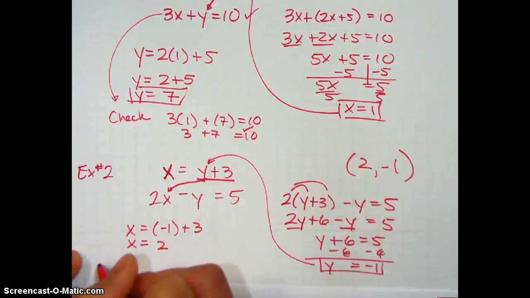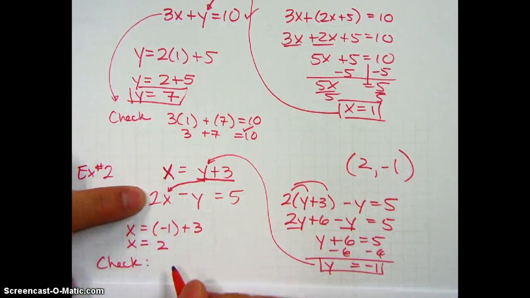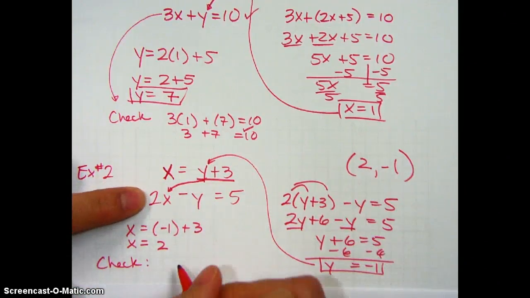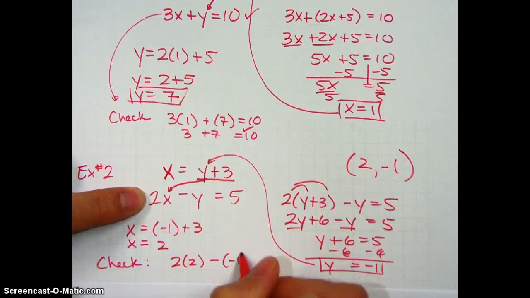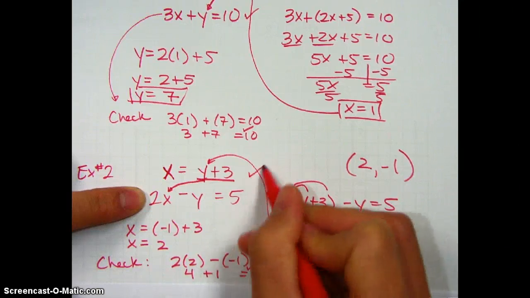Alright, and then here's how I'm going to check. I've got to make sure that that's correct. So I'm going to go back to this original one, the second one that I didn't really do too much with. And I'm going to substitute those values and see if it works. And so let's see, 2 times 2 is 4, negative 1 is positive, and sure enough, 4 plus 1 does give me 5. So it works for both of them.